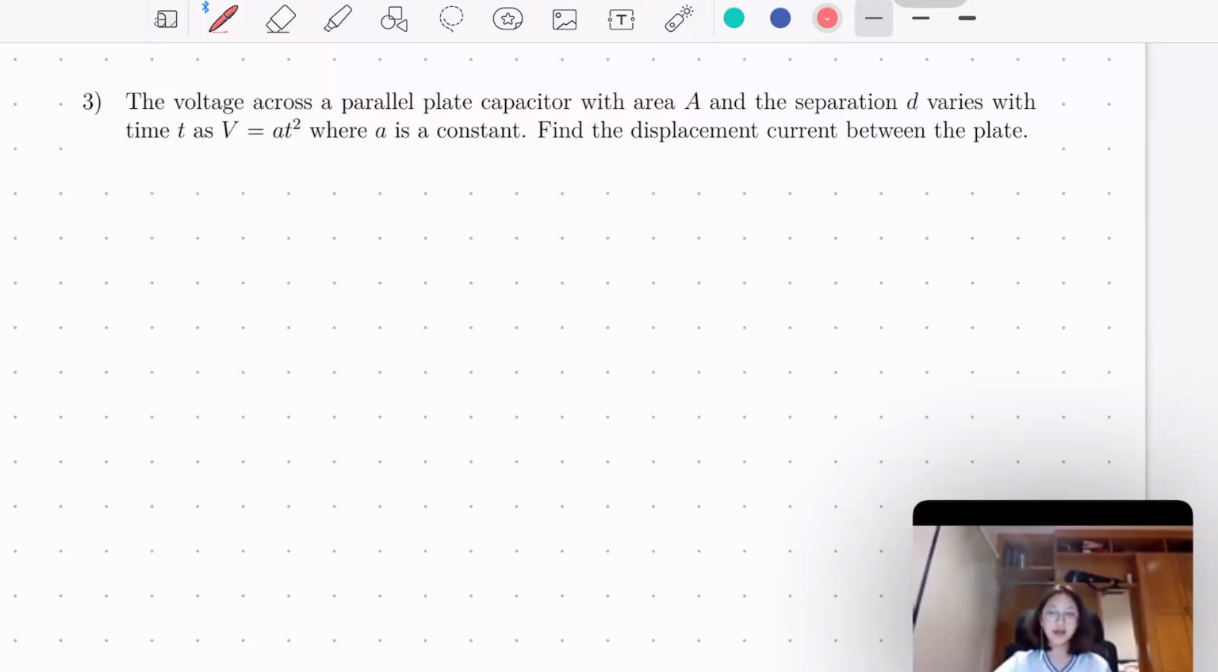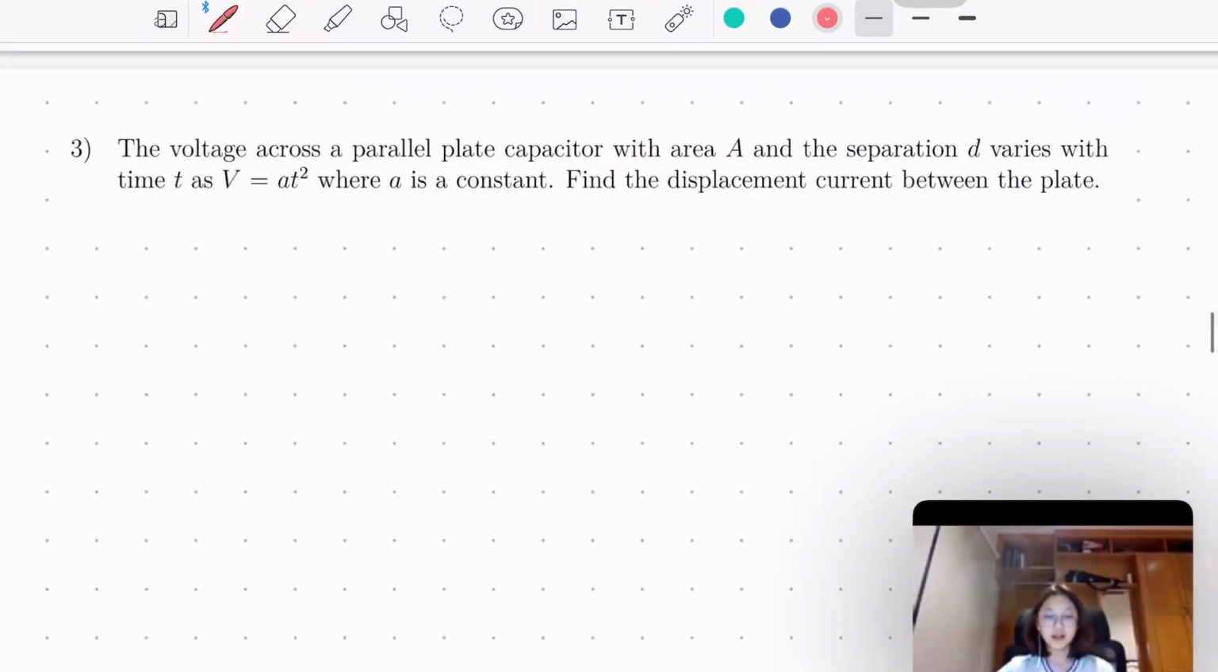Hello, today we will talk about the third question of assignment 2. The question is: the voltage across a parallel plate capacitor with area A and separation d varies with time t as V equals a t squared, where a is a constant. Find the displacement current between the plates.